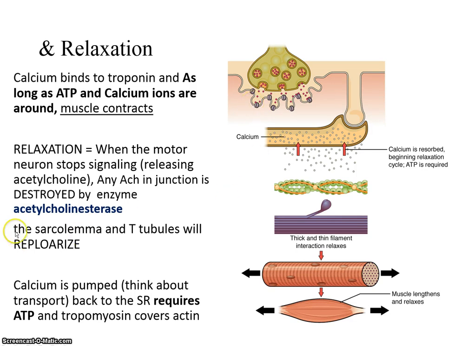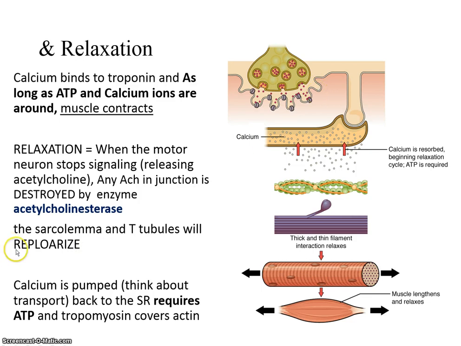So that leads to the sarcolemma, this membrane, and the T-tubules, which are part of the sarcolemma, repolarizing. What does this mean? Basically it means the sodium goes back out, potassium channels open, and we'll talk about that, to reset. We want to get back to where we had more positive charge outside than inside. So some potassium leaves, sodium gets pumped back out.